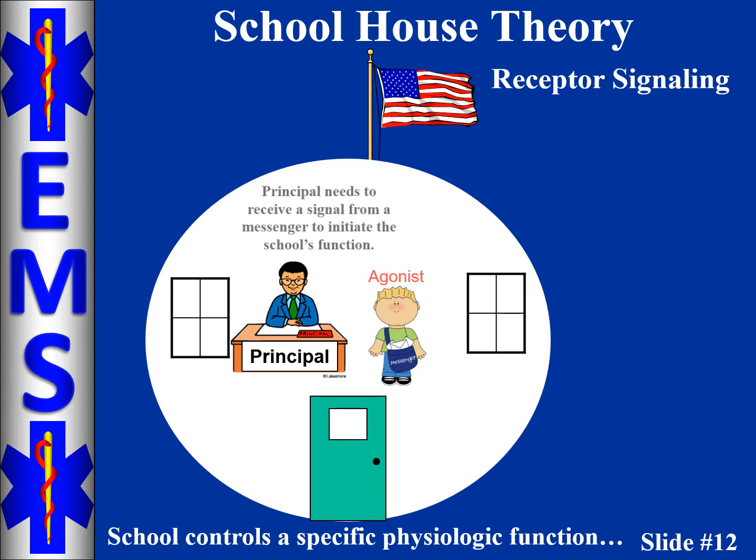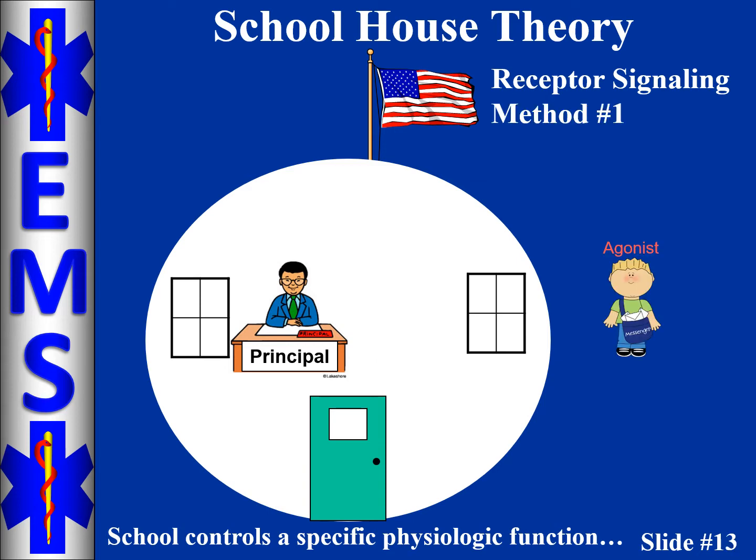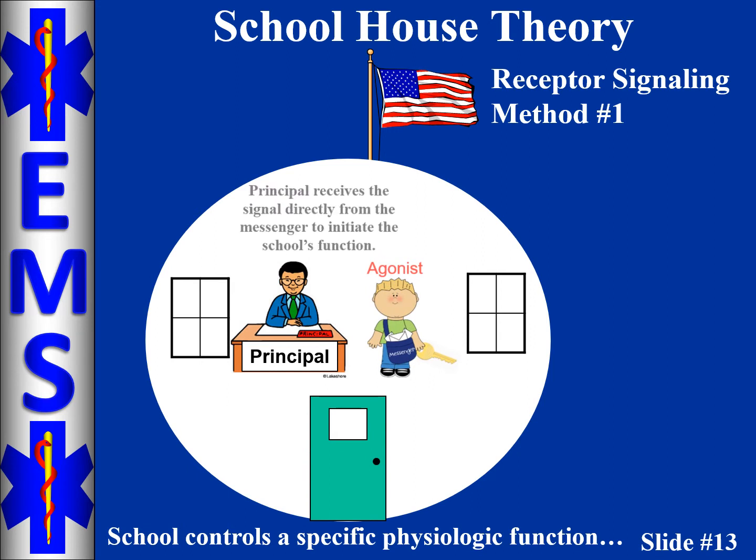There are 3 methods these messengers can deliver their message to the principal and signal him to initiate the school's function. The first method is the messenger has a key to the front door. And by having a key to the front door, he's able to go to the door, unlock it, walk right into the principal's office and deliver the message to the principal. Once the principal receives that message, he will signal the school to initiate its intended function.